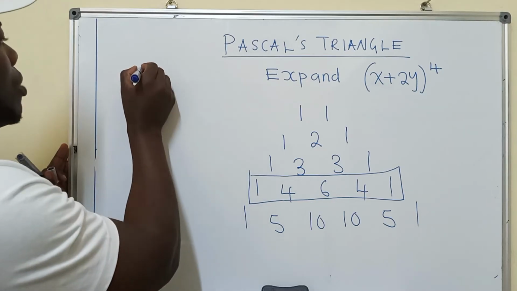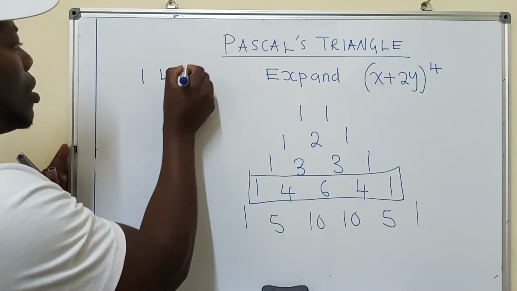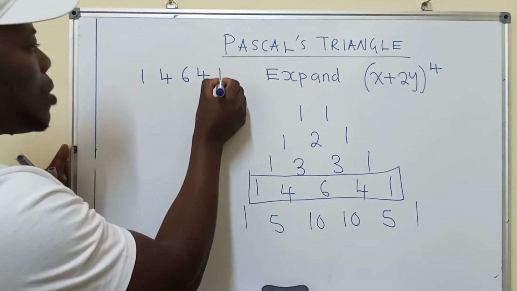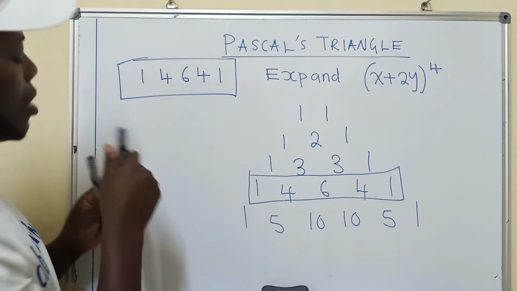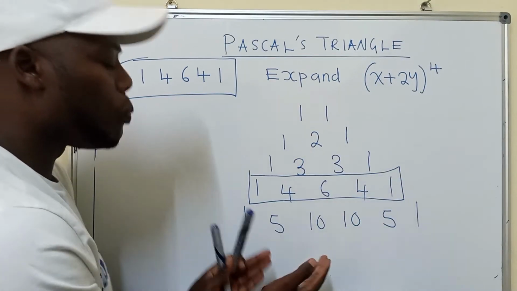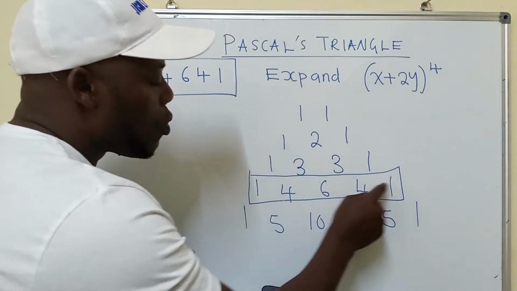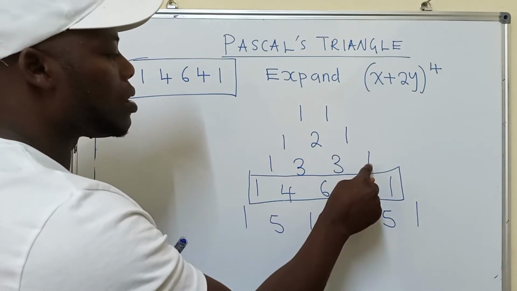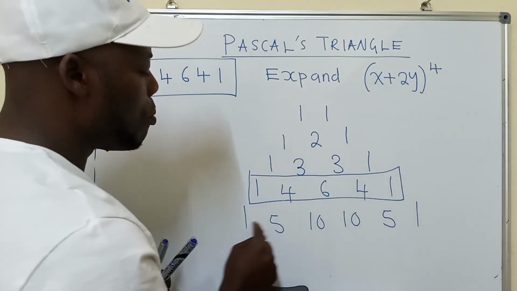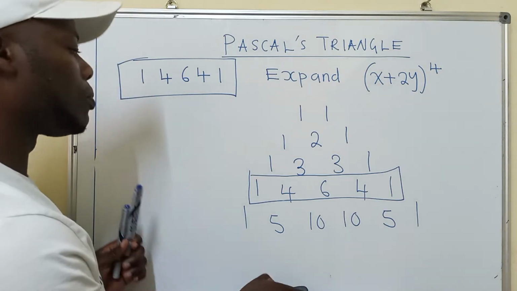Let me write it here. We have 1, 4, 6, 4, and 1. This is the row that we are working with. It's not everything that you need to pick. You only pick one row that you need to work with. If it was power 3, I would have picked this one. If it's power 2, this one. Power 5, it's this one.